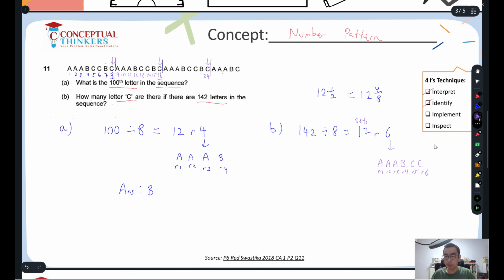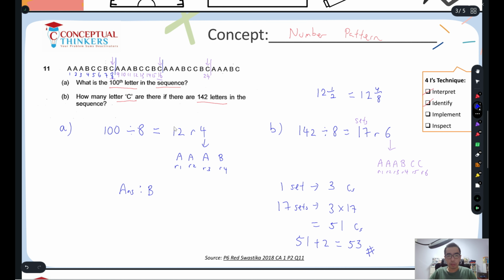This is very important. We're going to use this information later to help us count the number of C first. One set, if you count here, has 3 C's. If I have 17 sets, you can use your calculator: 3 times 17 gives you 51 C's. Now we have remainder 6, and in remainder 6 here we get 2 C's. That's why we take 51 and add another 2. So we get 53. The answer for part B will be 53.